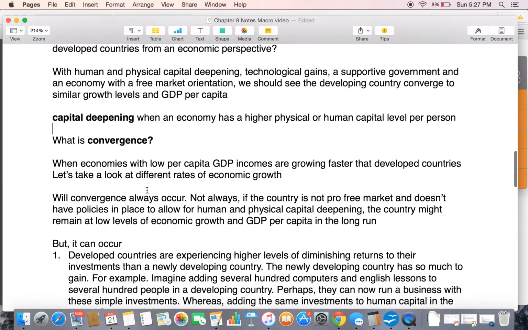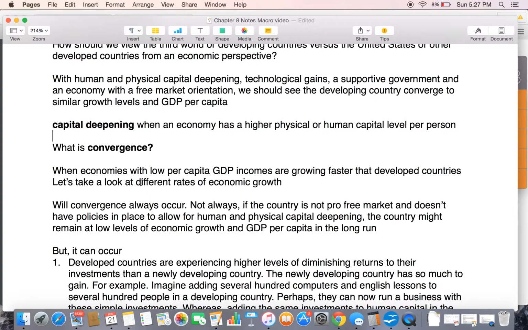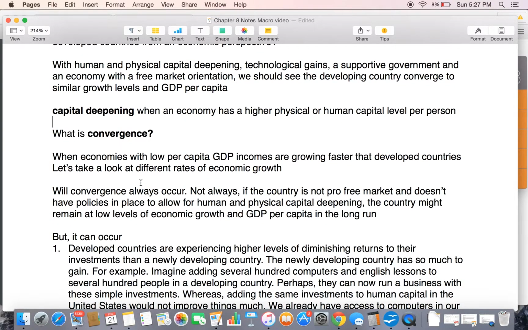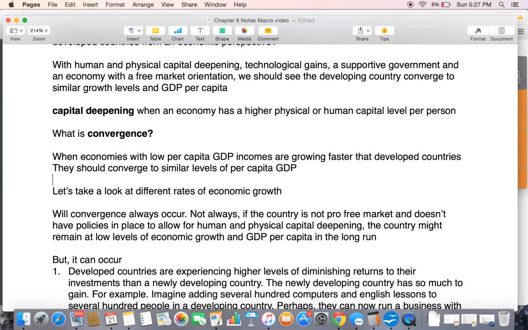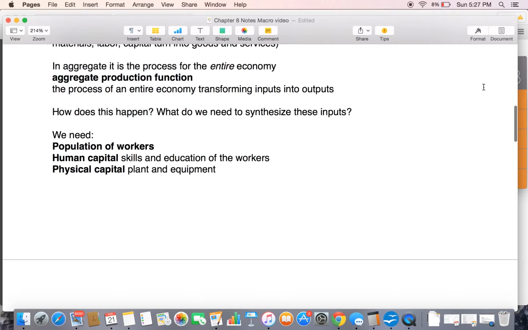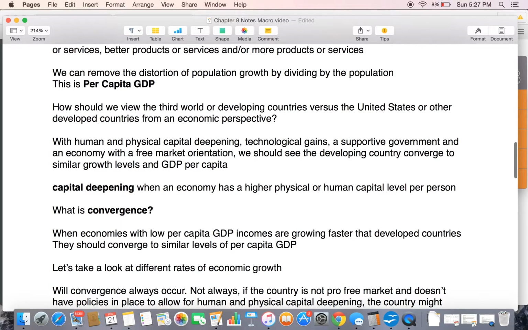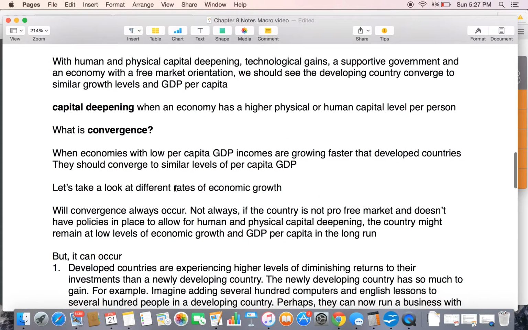And economies should converge. Convergence is when economies with lower per capita GDP incomes are growing faster than developed countries. And what should happen is they should converge. Now, their overall GDP will not be the same, remember, because we might have very different population sizes. But once we take out the effective population size by looking at per capita GDP or GDP per capita, their economic growth rates should at some point converge, and their GDP per capita should be very similar.